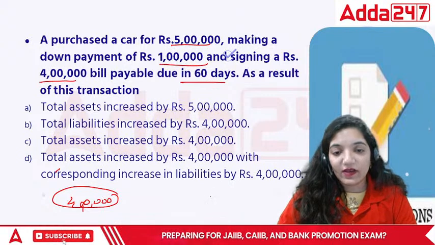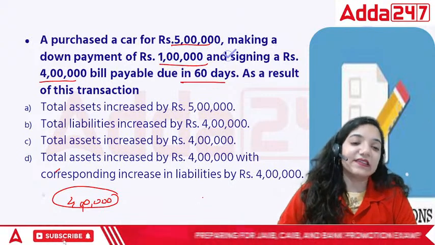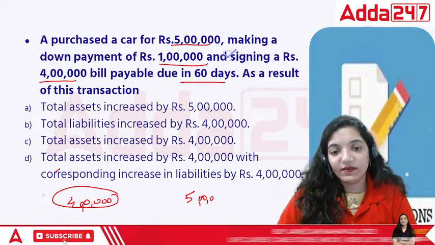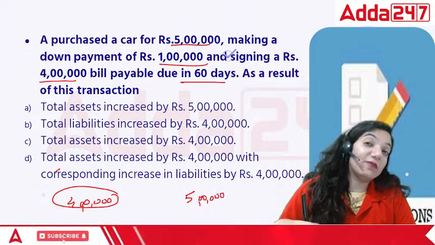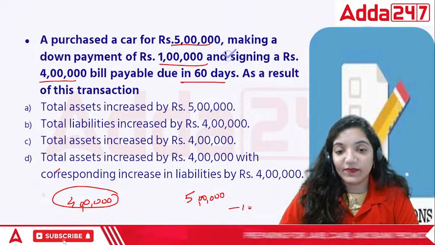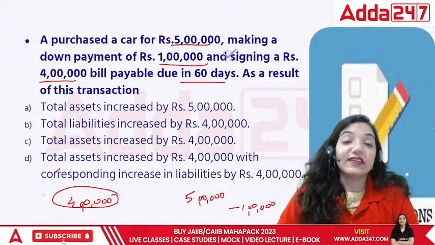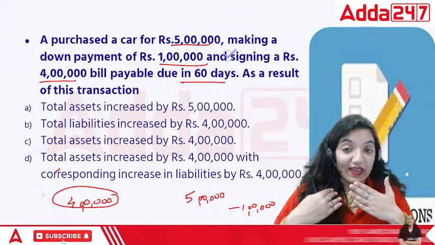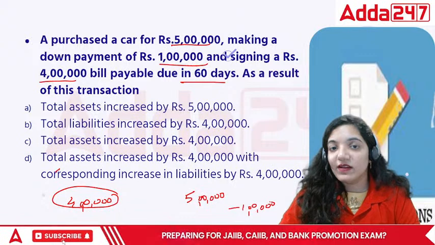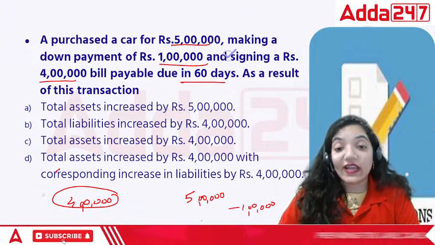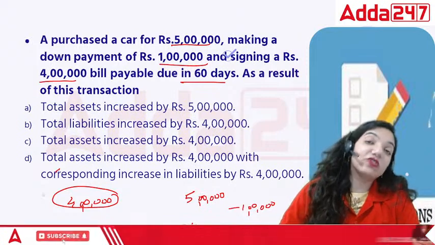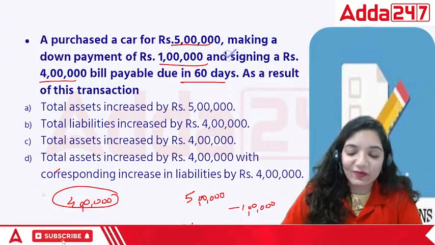And I have got a particular asset of rupees 5 lakh, right? But at the same time, I have lost cash worth rupees 1 lakh. Since I got the car of rupees 5 lakh and I lost the cash of rupees 1 lakh, technically I'm losing and I'm gaining as well. So the net of the assets is 4 lakh. So I got assets worth rupees 4 lakh, but I have to pay it to someone as well now.